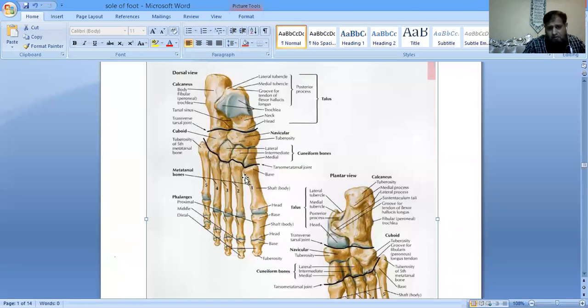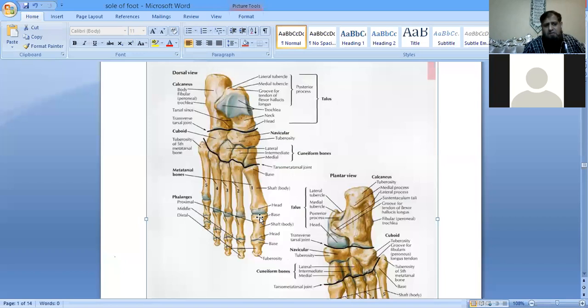Now over here you can see the metatarsus bone. The joint between the tarsal and the metatarsals is called the tarso-metatarsal joint. You see this line, this is the tarso-metatarsal joints. This is the base, and this is the head of the metatarsal. The head of the metatarsal makes a joint with the proximal phalanges, and these are called the metatarsophalangeal joints.